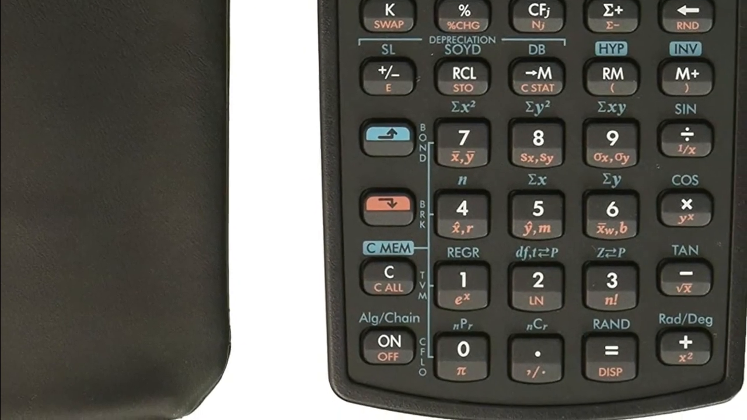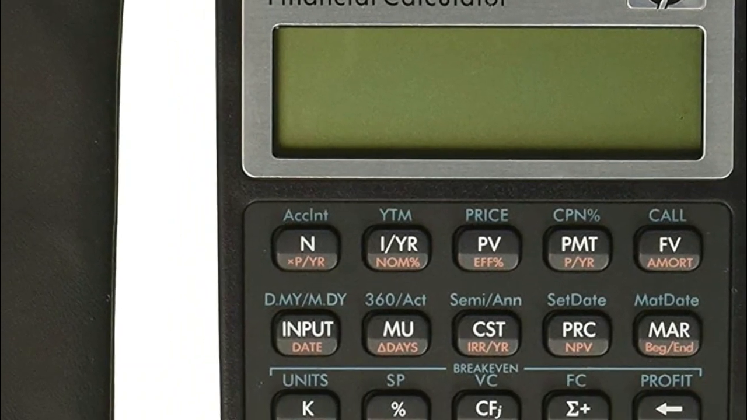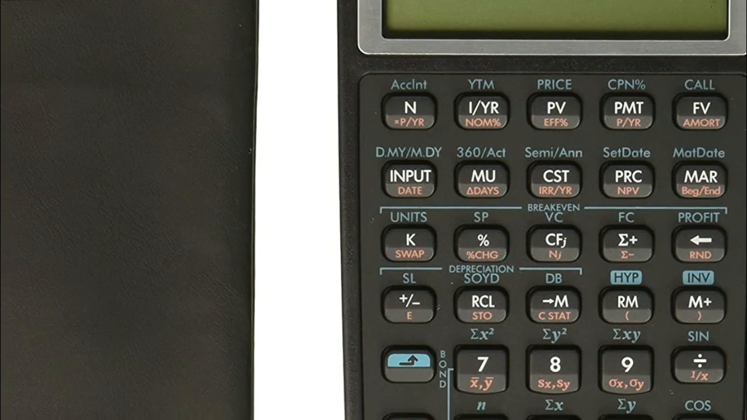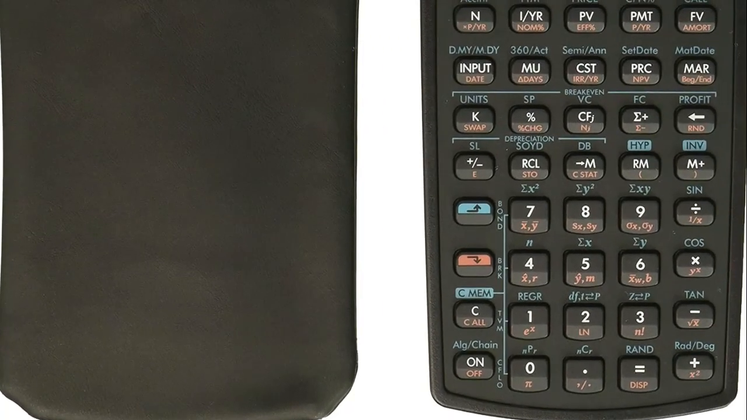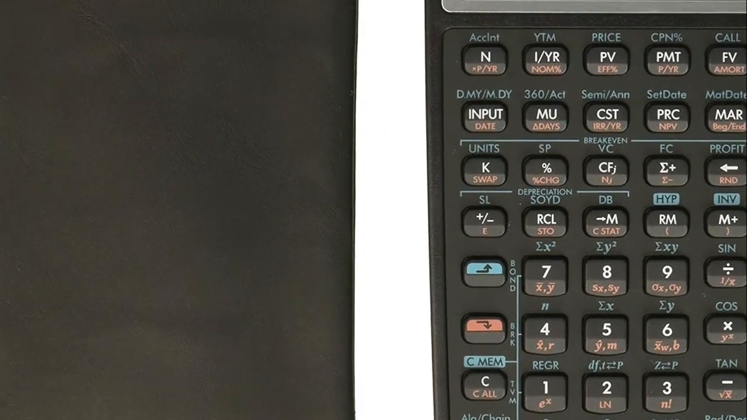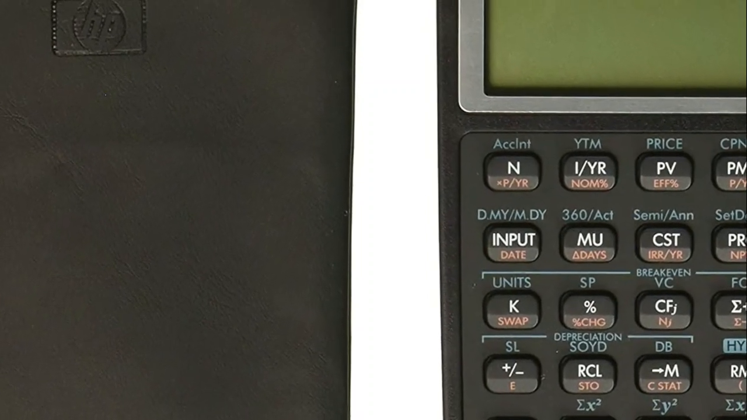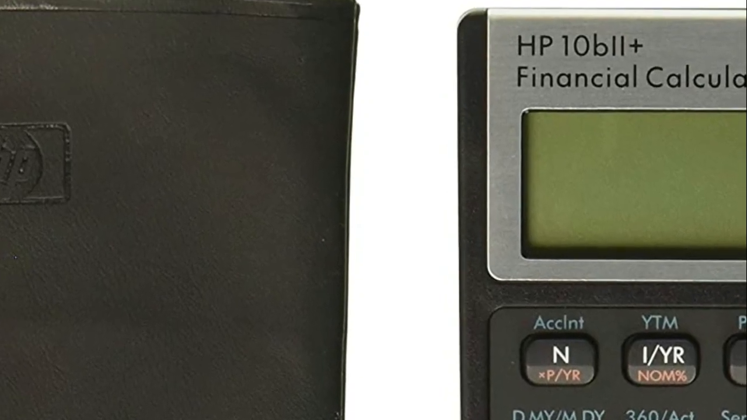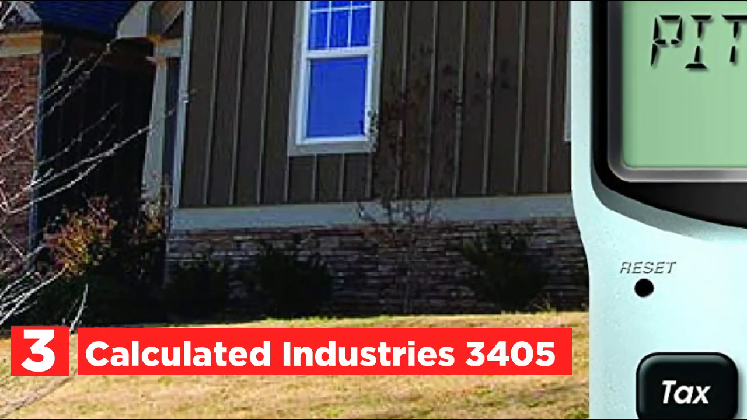The display is designed for optimal readability, featuring adjustable contrast and on-screen labels. Furthermore, this calculator is permitted for use on important examinations such as the SAT, PSAT/NMSQT, and College Board AP tests, further solidifying its suitability for educational purposes. Overall, the 10BII Plus calculator proves to be an excellent companion for students and professionals alike, empowering them to tackle complex calculations effectively. The item number 3, Calculated Industries 3405.